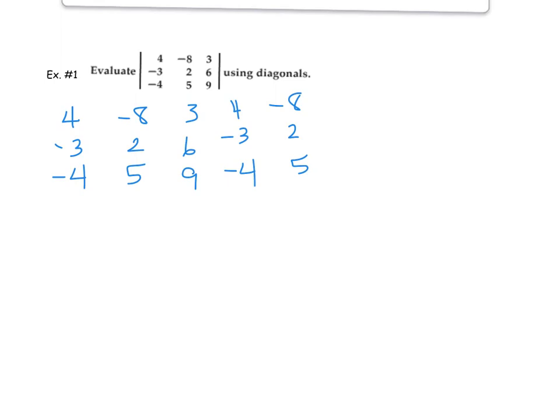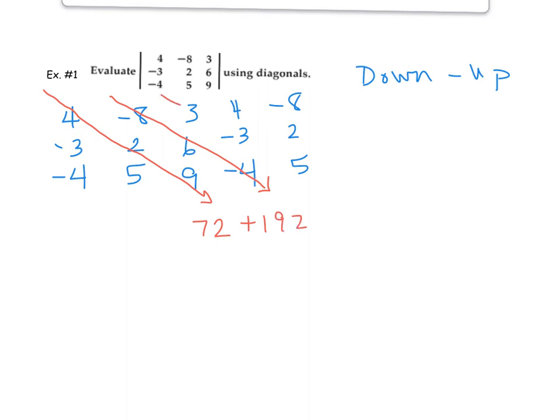Now what we're going to do is take what we call the down diagonals minus the up diagonals. I'm going to do the down diagonals in red. There are 3 down diagonals. You start in the upper left-hand corner, and you go down. That's 1, and we're going to multiply all those together. And when we do that, you get 4 times 2 times 9, which is 72. Then we're going to do the second down diagonal, which is negative 8 times 6 times negative 4, which is a positive 192. And then the third down diagonal is 3 times negative 3 times 5, which is negative 45.